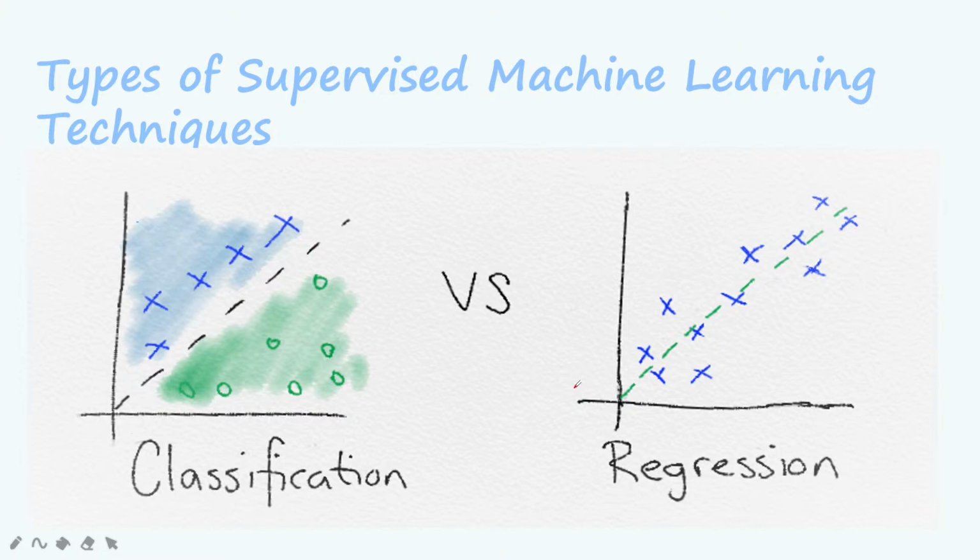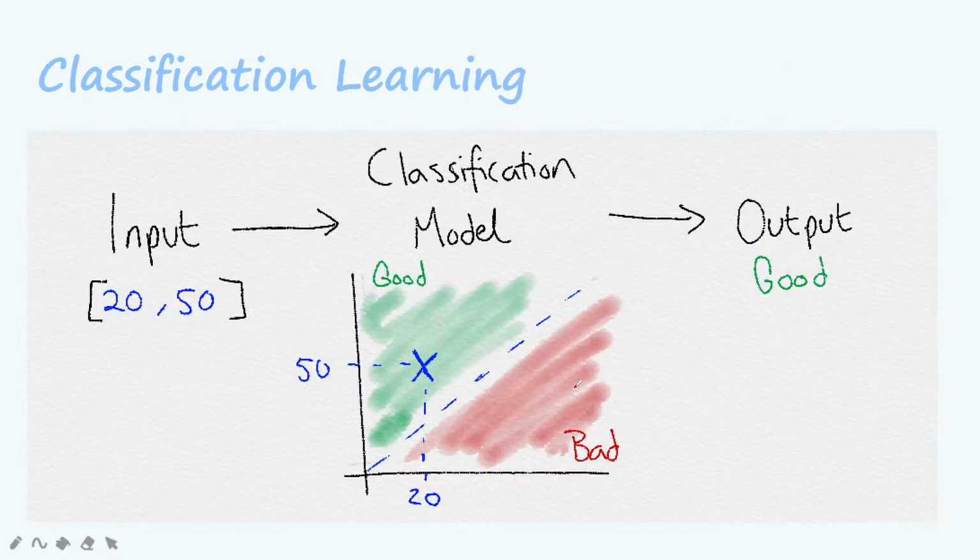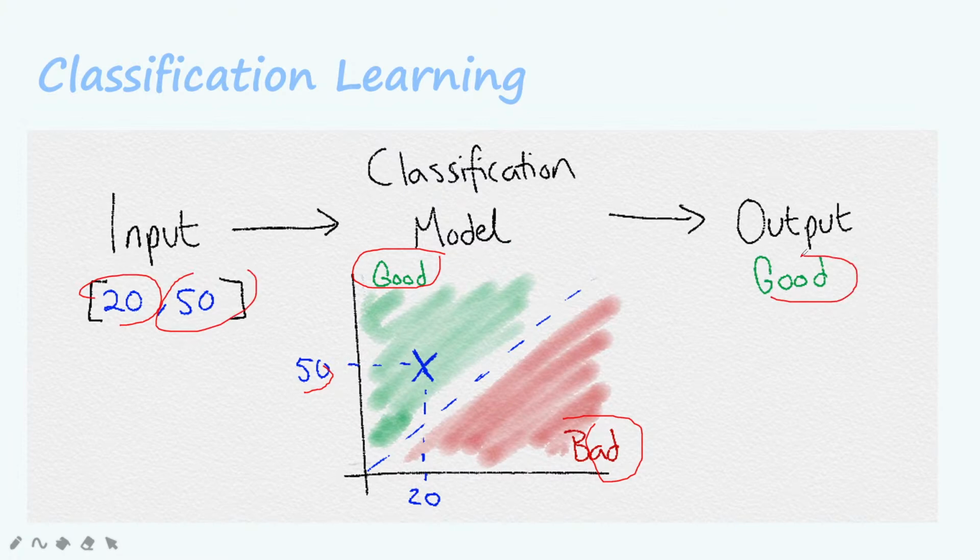Let me explain one by one, starting with classification. Classification is when you need to predict an output result, whether it's good or bad, true or false, 0 or 1. If you need to predict like that, it is called classification. Here I am showing the example. We have two types of prediction, good or bad. When I give a new input, 20, 15, it falls on the good side, so my model will predict the output as good.